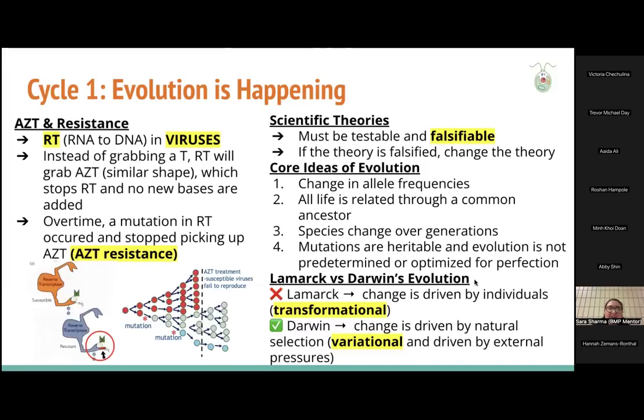When we're given this drug AZT, normally reverse transcriptase would be grabbing thymines and other bases to continue building its DNA. However, it grabs an AZT instead, and AZT is pretty similar in structure to thymine, but it stops the function of reverse transcriptase. The reverse transcriptase isn't able to add more bases, which is very problematic because it's not able to continue its life cycle.